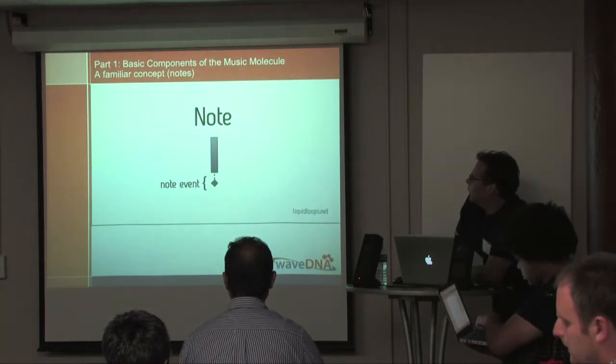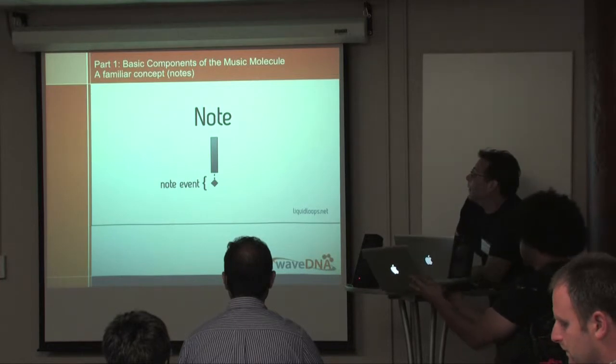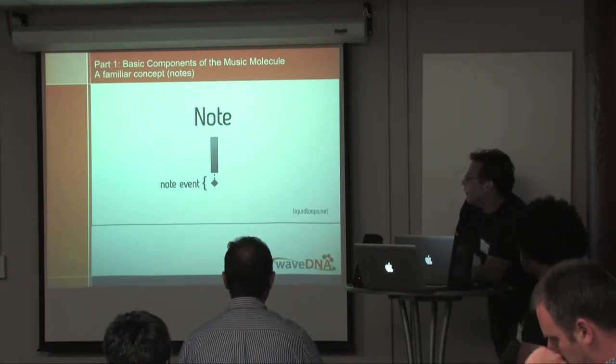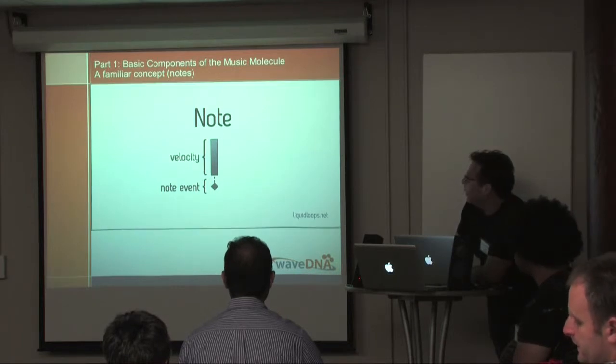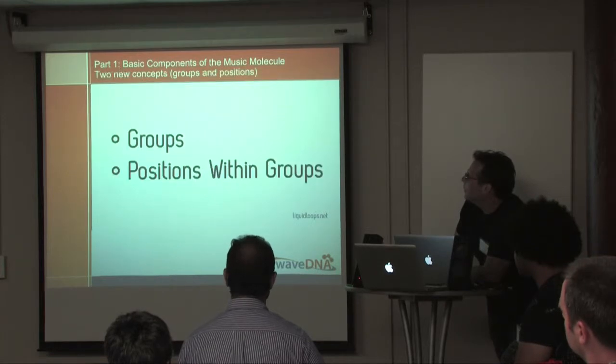So, some background. We'll start off with something very familiar, just notes. That's how we represent a note in our software. The diamond on the bottom represents the note event, and the bar at the top represents velocity. The taller the bar, the greater the velocity of the event. I don't think I'm going to lose the room on this new representation.